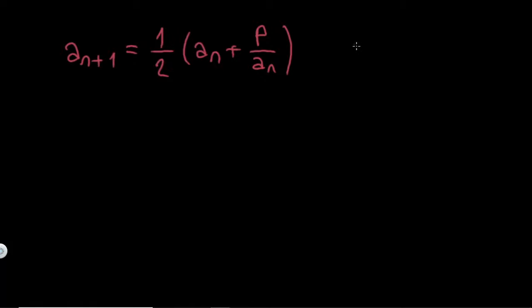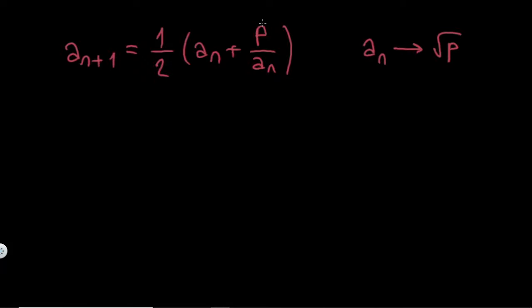In this video we will show that this a_n will converge to the square root of p. It's pretty interesting. How could they come up with that? They didn't know anything about sequences or limits, but they could show that this is true. Of course, they couldn't prove it, but they just used it.